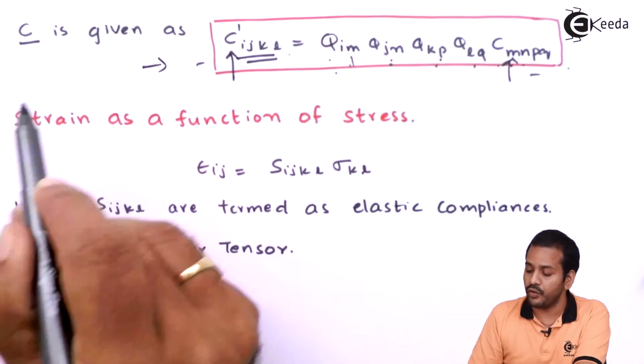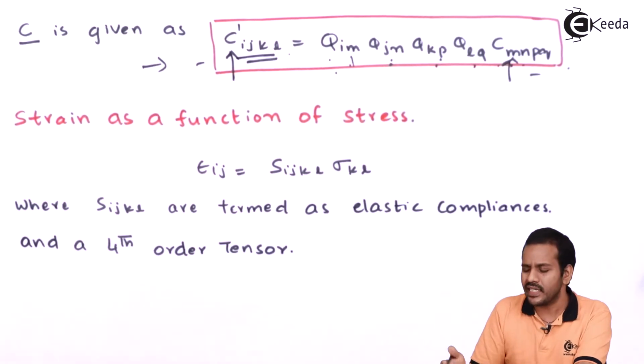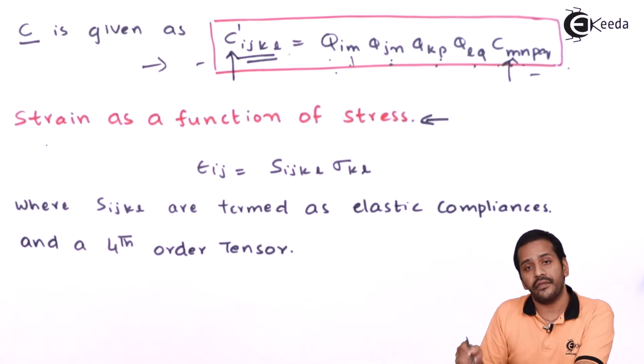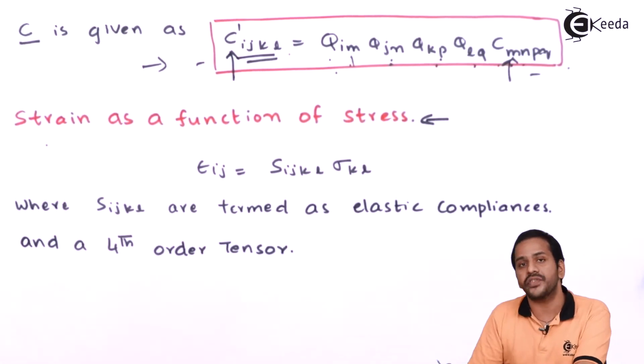So this is the transformation rule for the fourth order tensor. Since our stiffness tensor is a fourth order tensor, it has to satisfy this transformation rule. So now, strain as a function of stress. Until now, we have written the relations stress as a function of strain.